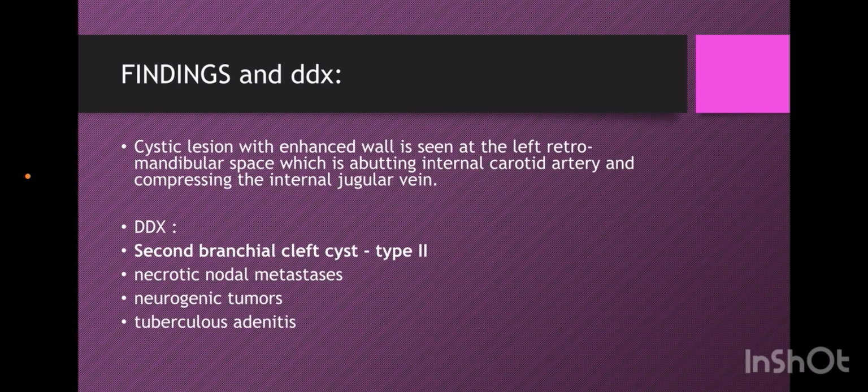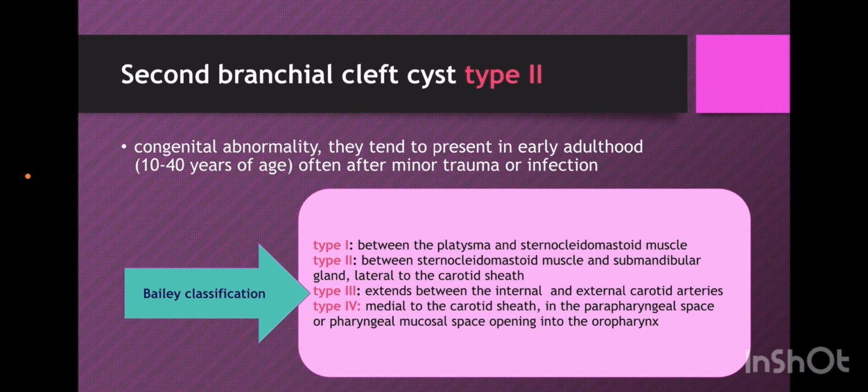As the diagnosis, we can think about a second branchial cleft cyst type 2, because as in the history, it has recurrent swelling. The other less likely diagnoses include necrotic nodal metastasis, neurogenic tumors, and tuberculous adenitis. It's a second branchial cleft cyst type 2. We have four types of branchial cleft cysts: first, second, third, and fourth.